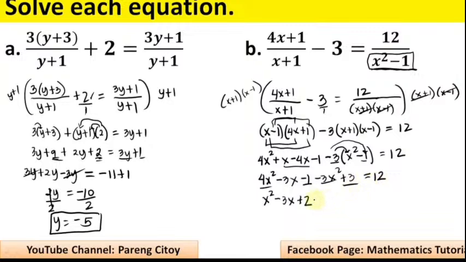Then we move the positive 12, becoming negative 12 equals 0. So x squared minus 3x positive 2 minus 12, that is negative 10 equals 0. Then we will find the factor of this equation. So what is the factor of this equation?